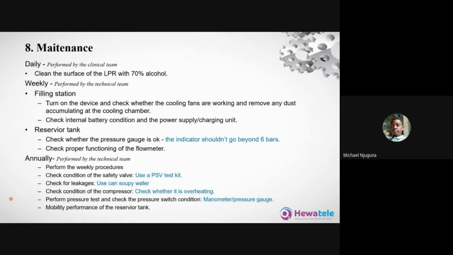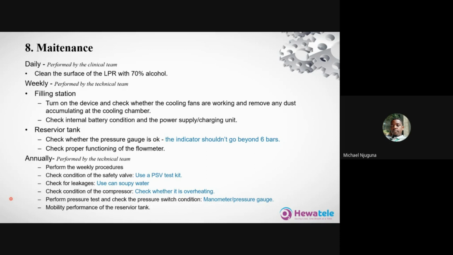Annual routine done by the technical team. Perform the weekly procedures when you're doing a service. This device should be serviced annually and not in the period of 6 months. And this is specific to LPR systems that are used as backup solutions. For systems that are used as primary solutions, based on the risk assessment and all that, we recommend a 6 months period when it comes to servicing. But for LPRs that are used as backup solutions, like the one that we are looking at right now, annual routine maintenance in terms of servicing or other PPM should be done annually.